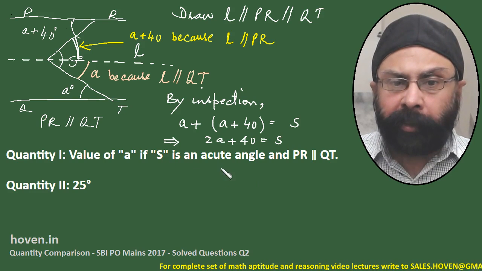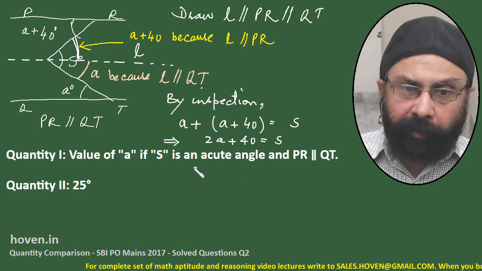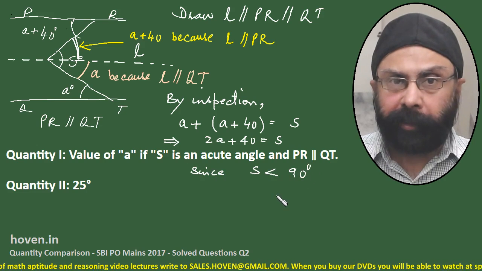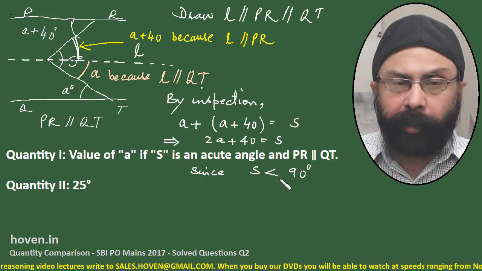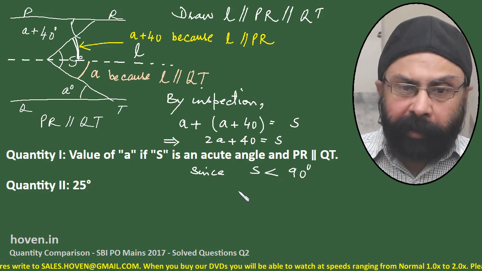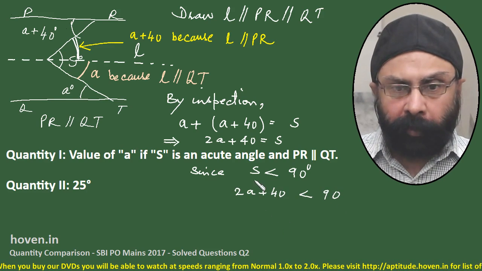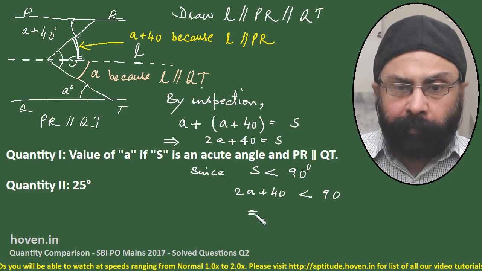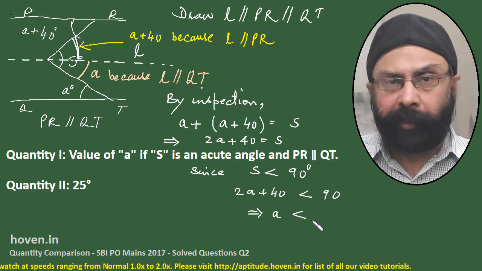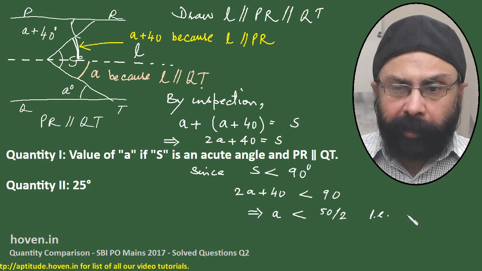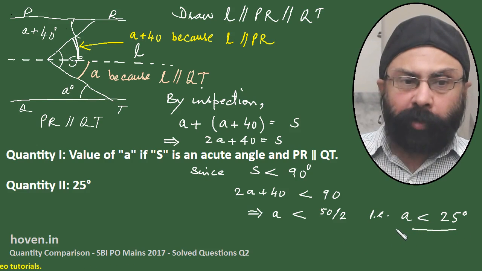Now let us see, he says S is an acute angle. Since S is less than 90, an acute angle is an angle which is less than 90. Equal to 90 is a right angle, but it has to be less than 90. Since S is less than 90, we should have 2A plus 40 also less than 90, because S is equal to 2A plus 40. Which implies, after certain rearrangement, that 40 goes to the other side and becomes 50, and 2 goes down, so I'll write it as A less than 50 by 2, that is, A should be less than 25. So this is the conclusion for quantity 1.